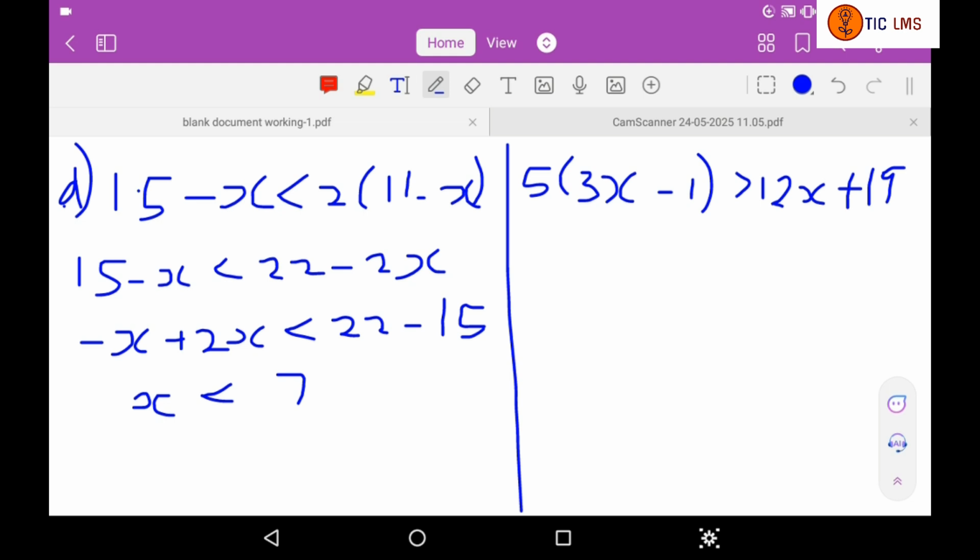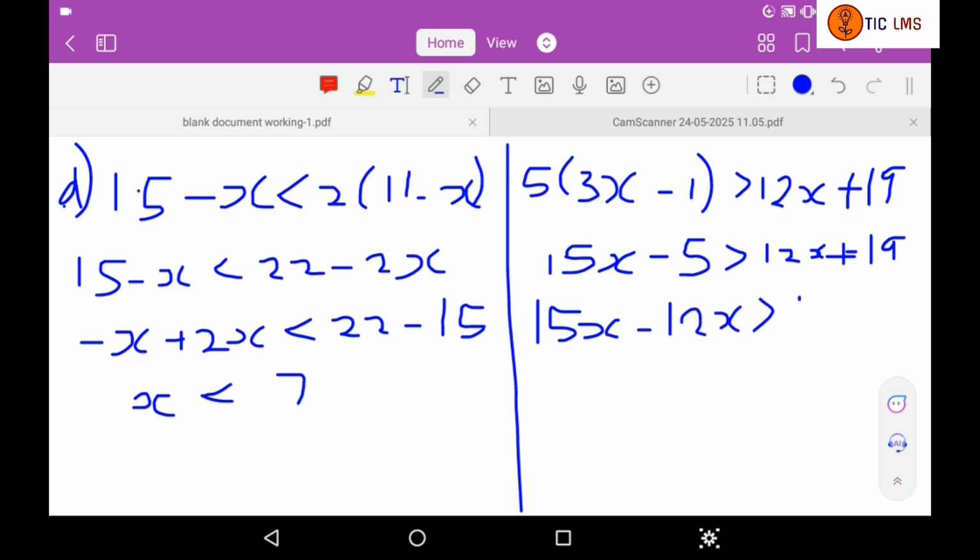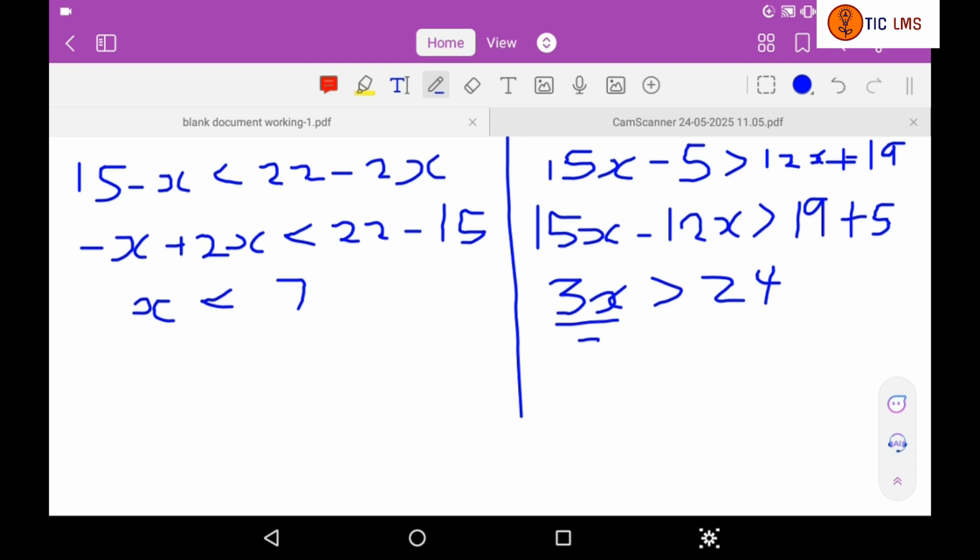On the right hand side, you have 5 times 3, that's 15x, and 5 times 1, we have 5, greater than 12x plus 19. Collecting like terms, we have 15x minus 12x greater than 19 plus 5. So 15x minus 12x leaves us with 3x greater than 19 plus 5, which is 24. So we're going to divide both sides by 3. We're going to have x is greater than 8.